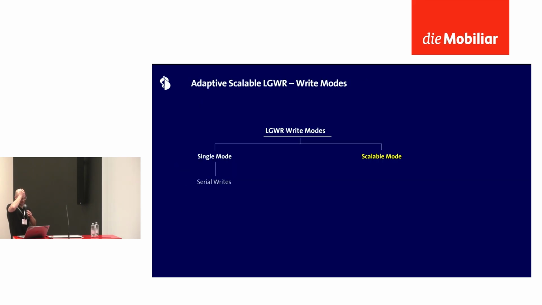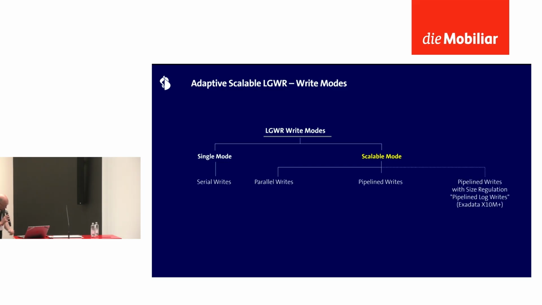So this is an attempt to classify the write modes. On the left-hand side, single mode, and then we have scalable mode with parallel writes and concurrent writes. And there is a new thing on Exadata only. It's called pipelined writes. It's a marketing name, but it's very misleading because pipelined writes have been in log writer ever since. So I do not know why Oracle calls them pipelined writes, because more strictly speaking, they should be called pipelined writes with size regulation, because on Exadata, log writer actively measures the write size so that it always finds the most ideal write size at runtime for a certain workload. But that is something to be covered the next time.